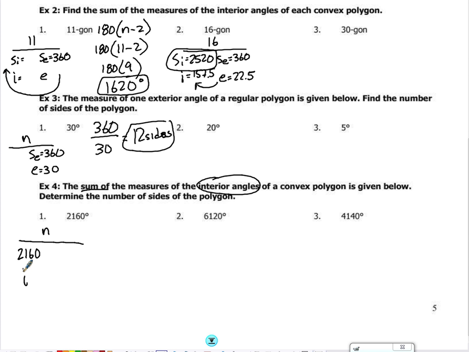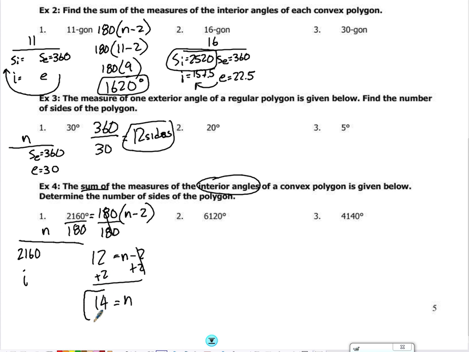Unless you really like algebra, I think the best way to do it is to remember that this sum of interior angles is equal to 180, the number of degrees in a triangle, times the number of triangles within that figure, or n minus 2. All I'm going to do now is divide by 180. When I take 2,160 and divide it by 180, I end up with 12. And then the last thing, since n minus 2 is equal to 12, when I add 2 to both sides, I get n is equal to 14. And 14 is the number of sides that my figure has.